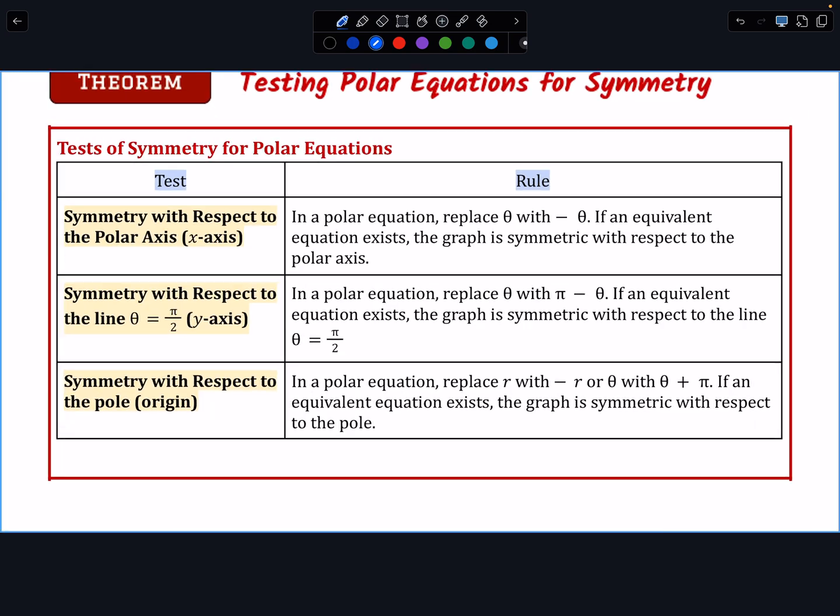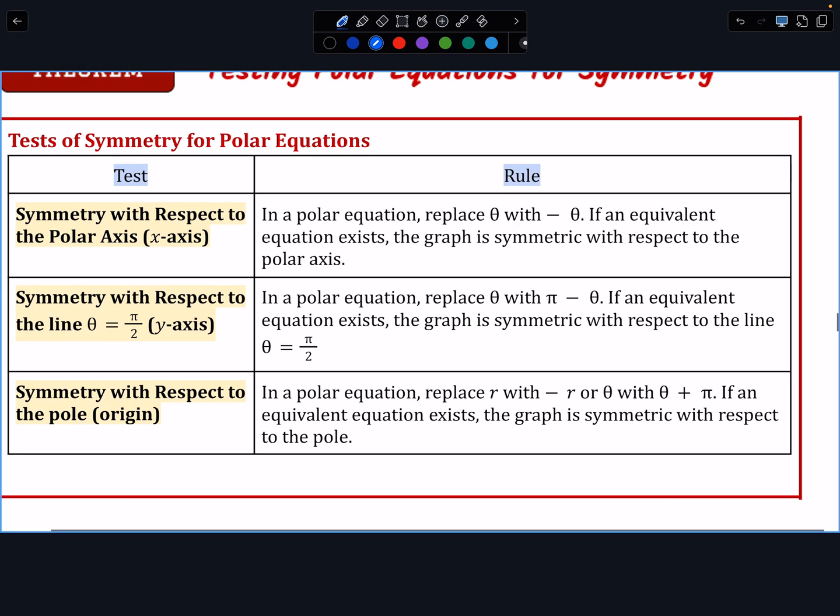Okay, so the first test that we're going to do is called symmetry with respect to the polar axis, which in our case is called the x-axis. So in order to do this, if you guys can highlight this, replace theta with negative theta. If an equivalent equation exists, then the graph is symmetric with respect to the polar axis. And I'll teach you guys what that means in terms of our table.